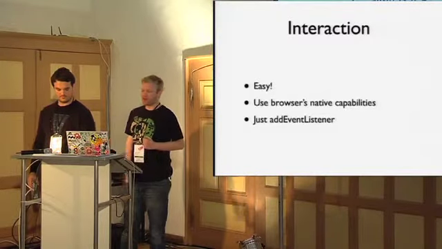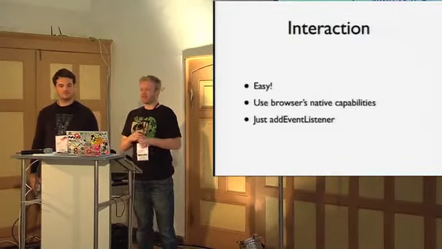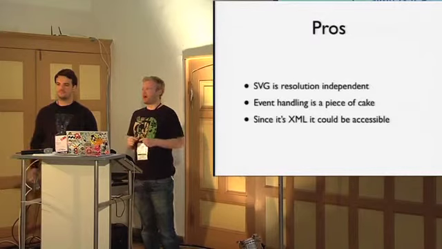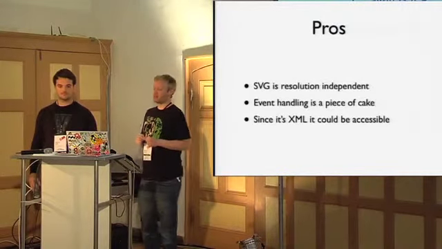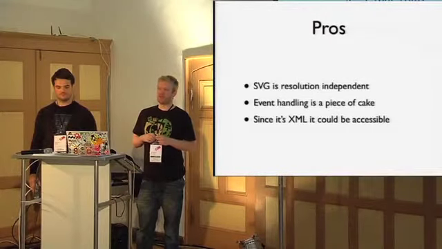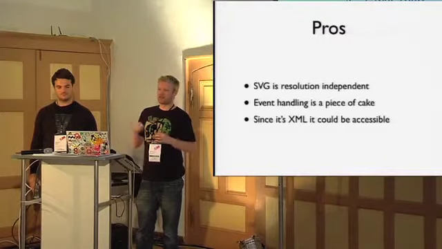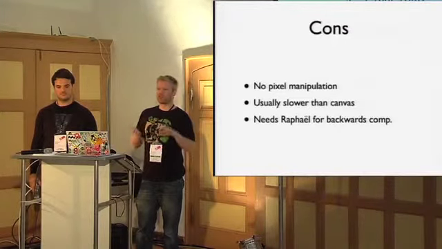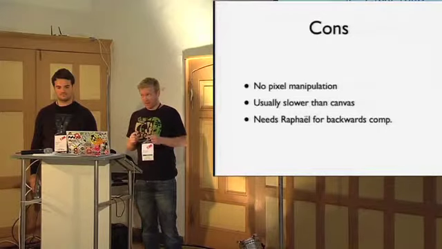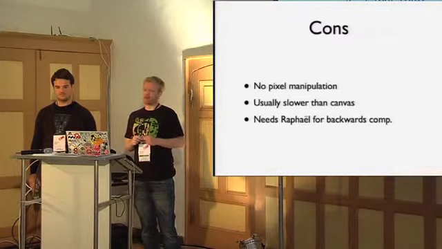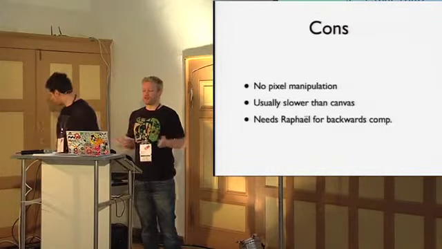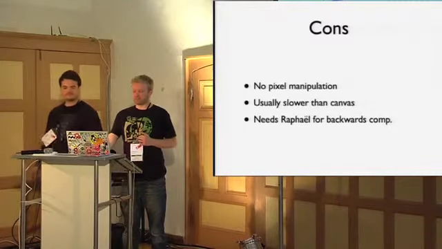So the pros for SVG is that it's resolution independent. Event handling is a piece of cake, and since it's XML, you can also spice it with ARIA attributes to make it accessible. But you can't do any pixel manipulation with this. If you want to display many objects, many pixels, or you want to transform something from a color image to a grayscale image, then SVG is not for you. Usually it's slower than Canvas. This really depends on the browser implementation, and it definitely needs Raphael if you want to support all browsers.